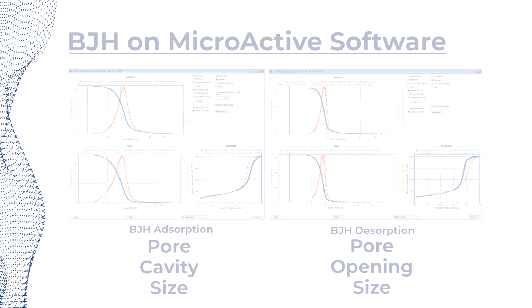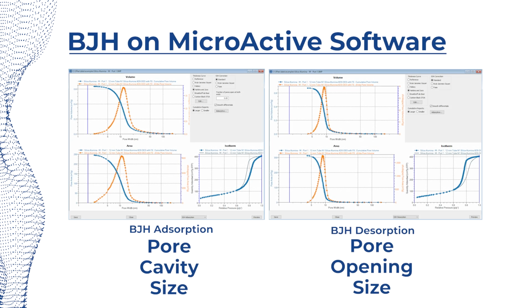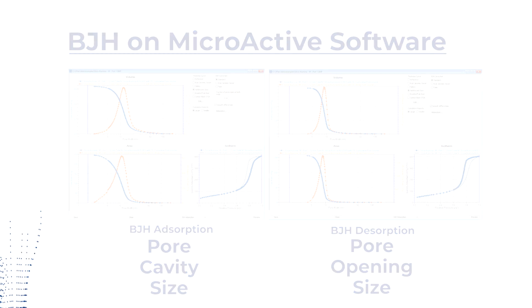Here is how the BJH adsorption and desorption pore size distributions look on our software. If our experimental isotherm has a hysteresis, the BJH adsorption can characterize the pore cavity size, and the BJH desorption can characterize the pore opening. In this example, we can see that the BJH adsorption gives a distribution with a larger cavity size compared to the size of the opening of the pore shown in the BJH desorption.